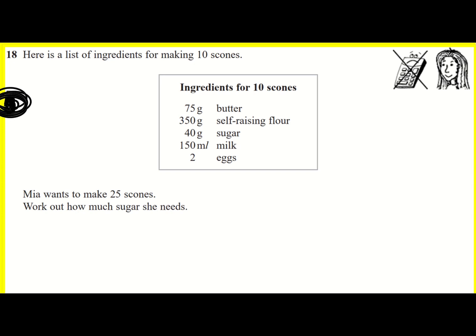Here is a list of ingredients for making 10 scones. 75 grams of butter, 350 grams of self-raising flour, 40 grams of sugar, 150 millilitres of milk, 2 eggs. Mia wants to make 25 scones. Work out how much sugar she needs.